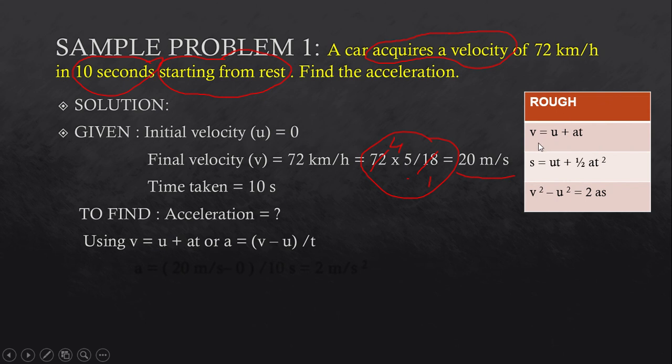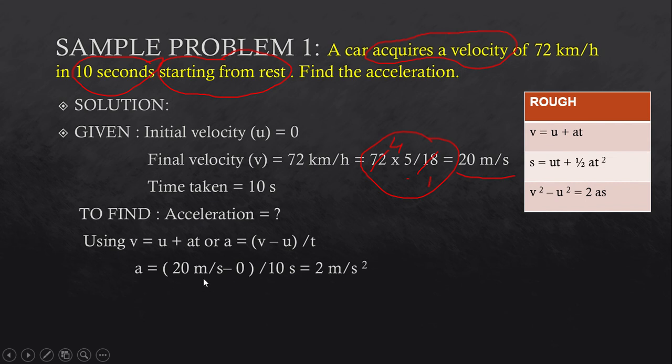In fact, you can also use the formula of acceleration, that is final velocity minus initial velocity upon time. Either you use the first equation of motion or use this formula, both are the same. Exactly similar, only the way we write them is different. So acceleration equals v minus u by t. Now let us put in the values and solve it. Final velocity is 20 meter per second and initial velocity is 0, divided by 10. So 20 upon 10 gives you 2.